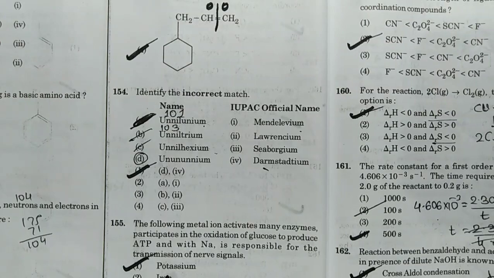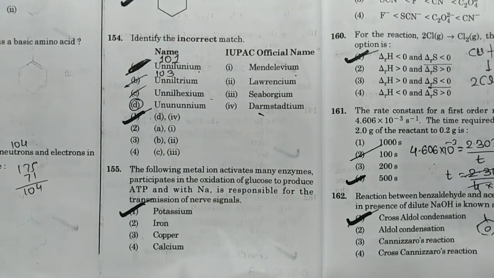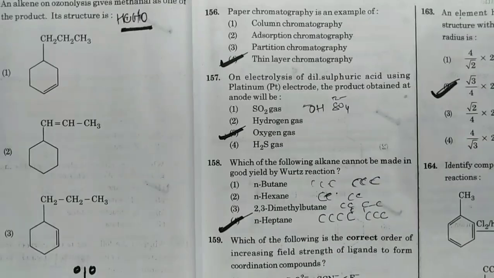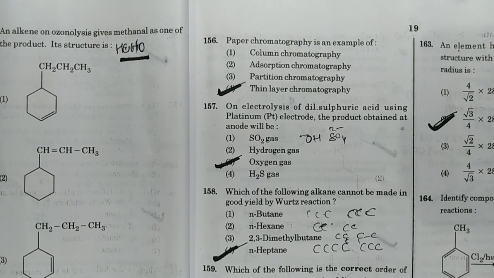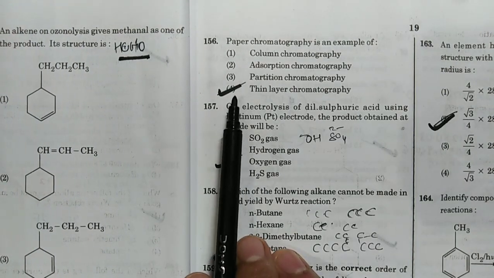Then 155, very simple question. Potassium is the answer. That was the 155th question. Then the 156th question: paper chromatography is an example of thin layer chromatography. So the answer is the fourth one.